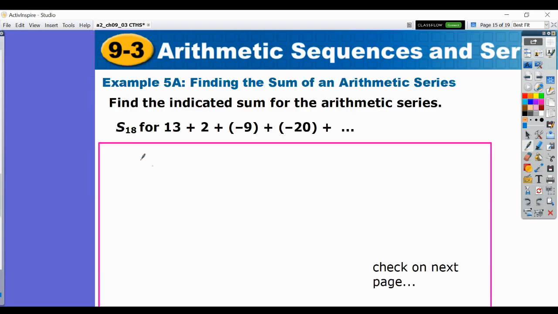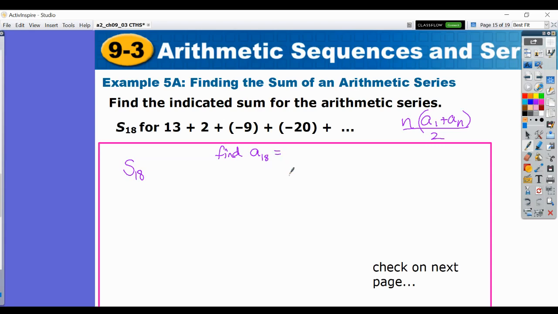So if I want to find S18, I would use the formula. Let me show you the formula. It's A1 plus AN times N over 2. In order to use this formula, I have to know the first term and the last term. If you have my formula sheet, you'll notice there's another formula on there, and I'll show you that one in a minute. But in order to use this formula, we have to have the first and the last. So first, we have to find A18. We need to find what is term number 18.